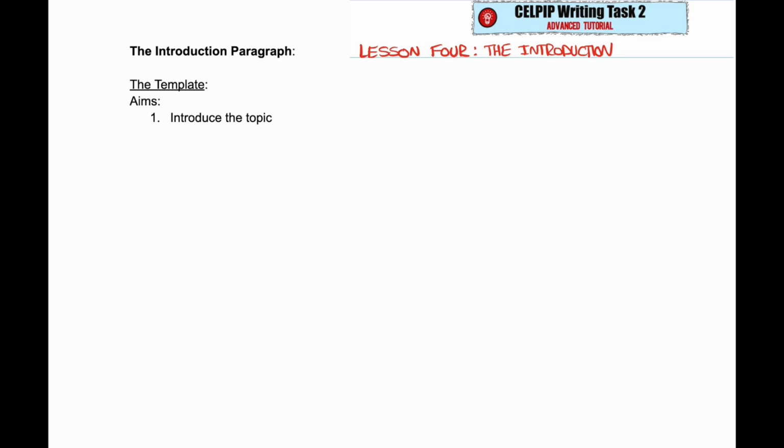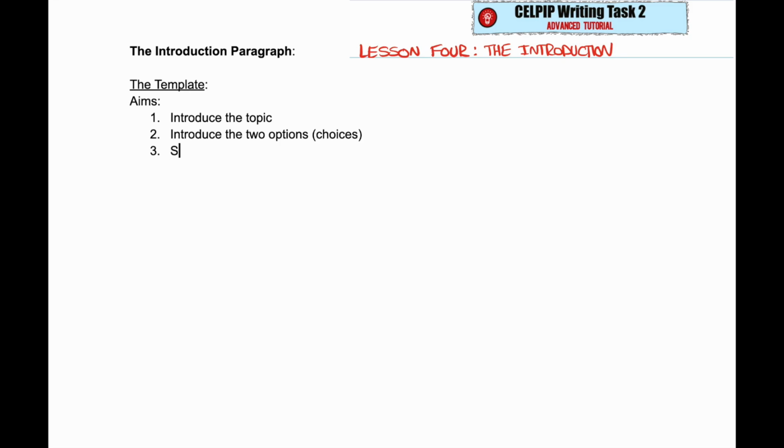Like, is it about food? Is it about school subjects? What themes are being explored? Number 2, it should introduce the 2 options. Your reader needs to know what the 2 options are before they read about your choice and your justification for it. You can't just state your choice without first presenting what the alternative was.